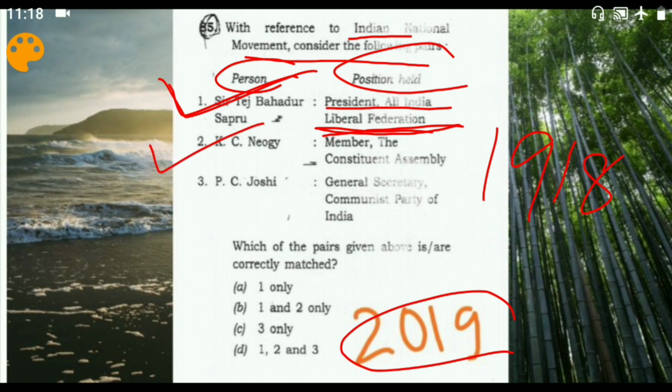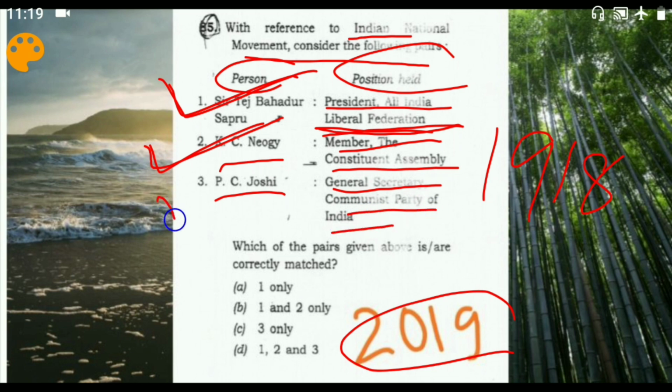The second option is K.C. Neogy, member of the Constituent Assembly. I already put a tick mark, so it is the right answer. The third is P.C. Joshi, General Secretary of the Communist Party of India. So it is also a right answer. So the right answer is option D.